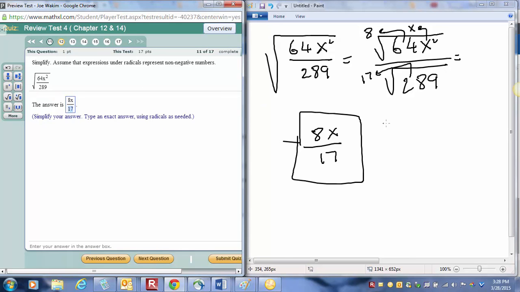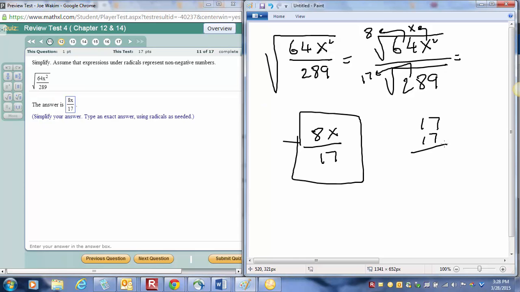Remember that if you multiply 17 times 17, 7 times 7 is 49, and so on, so you end up with 289. So 289 is a perfect square, and the square root of 289 is 17. Of course, 64, 8 times 8, 64, and x times x, x squared. So 8x over 17 is the final answer.